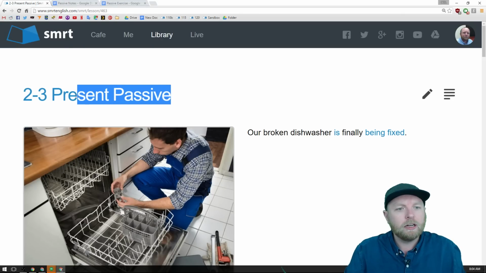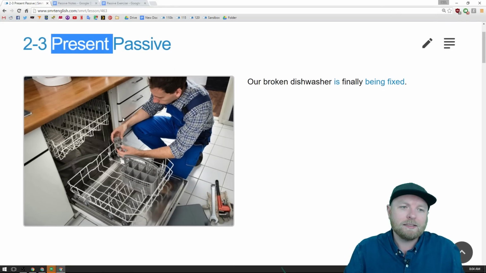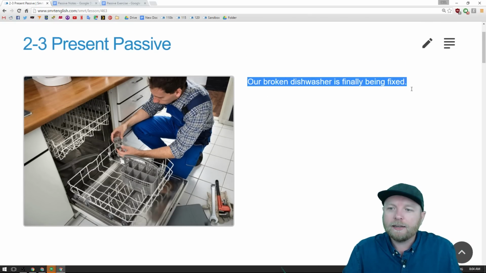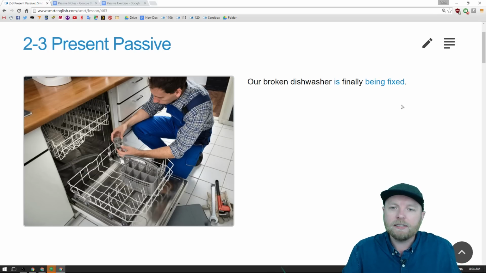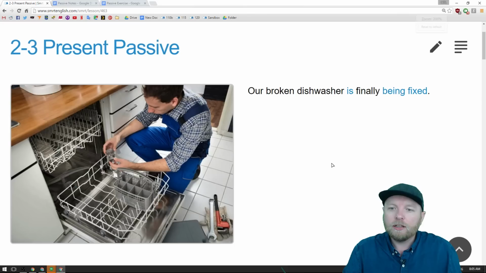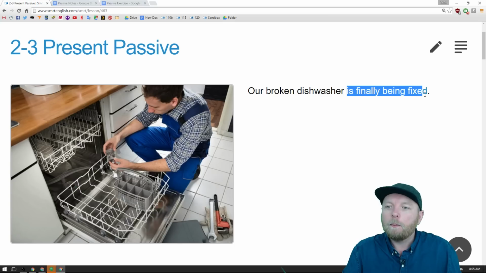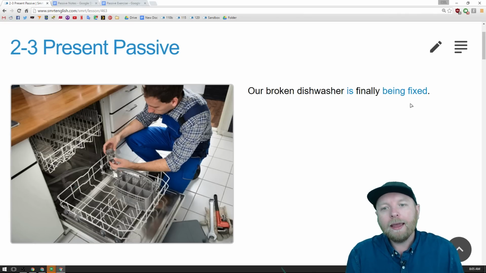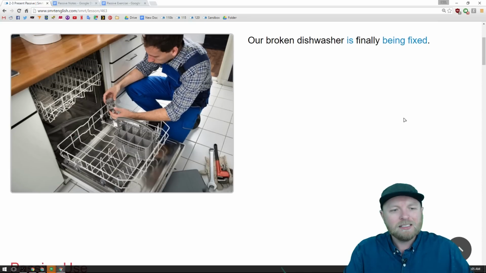We're going to talk first a little bit about the present passive, but don't worry about the time. We're going to focus on first, what is the passive? Well, here is an example sentence. This sentence is in the passive. You can see here, this guy, what is he doing? Well, he's fixing the dishwasher. And you can see here the sentence, our broken dishwasher is finally being fixed. This sentence is in the passive voice. Okay, and what does that mean? Well, let's talk about what that means.